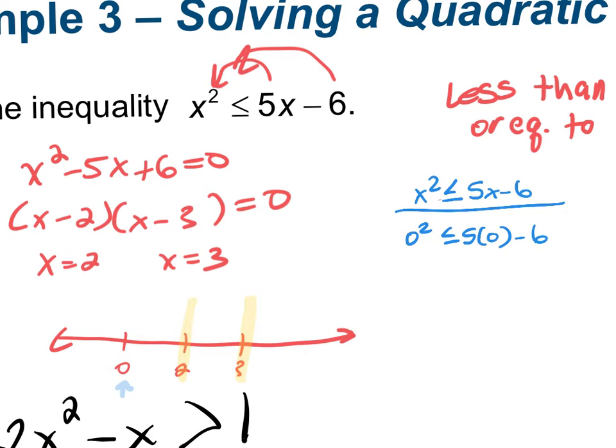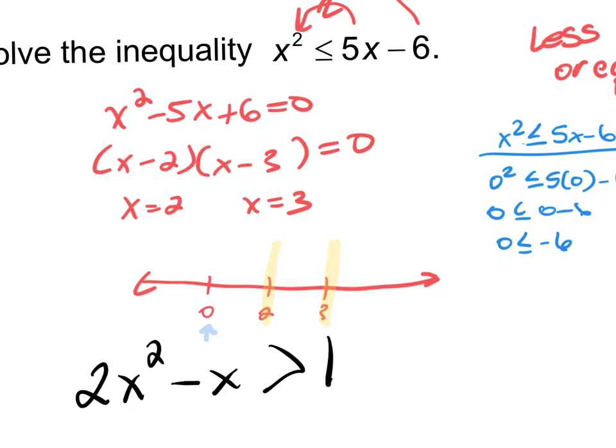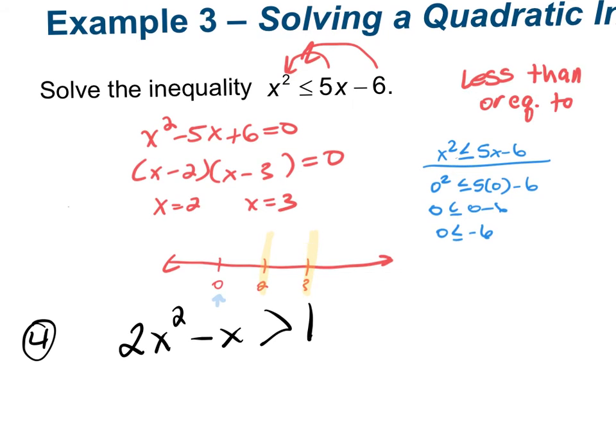What is 0 squared? 0, thank you. Less than or equal to 5 times 0 is 0 minus 6. So 0 is less than or equal to negative 6. Is that a true statement? Is that a true statement that 0 is less than or equal to negative 6? No. Is that true, yes or no? No, it's not. Okay, so I'm going to put a little x there.